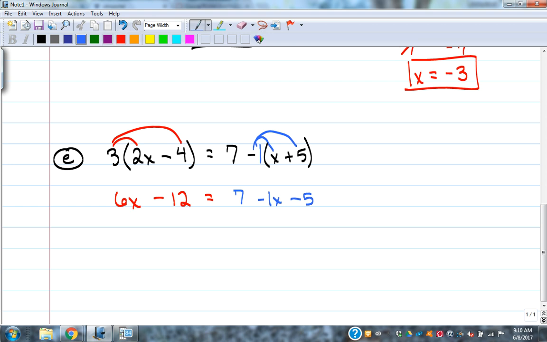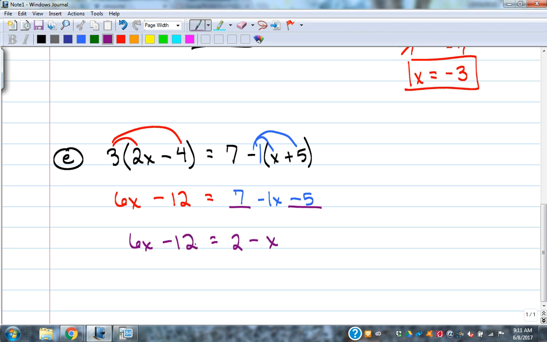Then the next thing that we did is we looked at it and said, okay, well, this 7 and this -5, they're both plain numbers, so we could put them together because they're like terms. So 7 minus 5 is 2. And then we still have the minus x or -1x. You with me now? All right, good. And then the other side stayed the same.